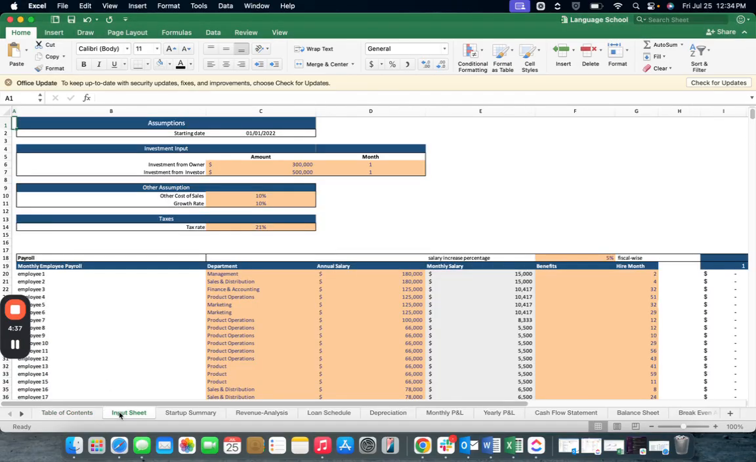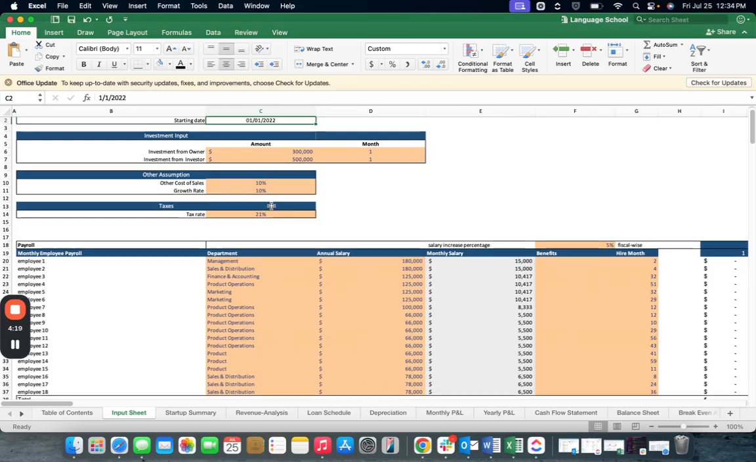Coming towards the input sheet, it's the most important sheet of the whole financial model. Here's the input for the starting date. Then we have inputs for the investments, like investment from owner or investment from the investor. Then we have other assumptions like other cost of sales percentage and the growth rate. And then we have the tax rate percentage.